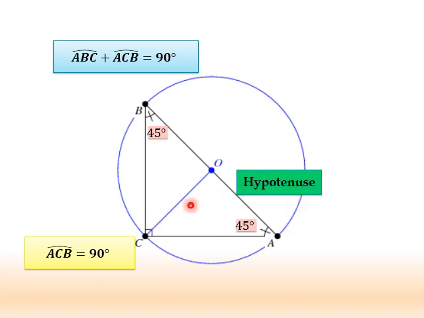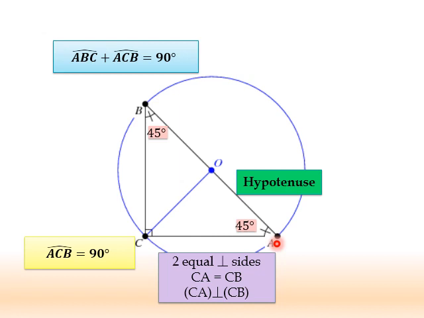Hypotenuse is the side facing the right angle, and since the right angle is BCA, the side opposite to it, which is AB, is called the hypotenuse. Here we have two equal perpendicular sides. It's a right isosceles triangle. Why? Since the base angles are equal, definitely the sides issued from the main vertex are equal. So CB equals CA.